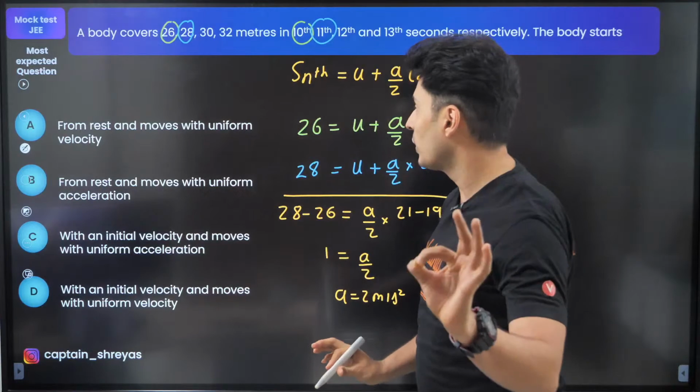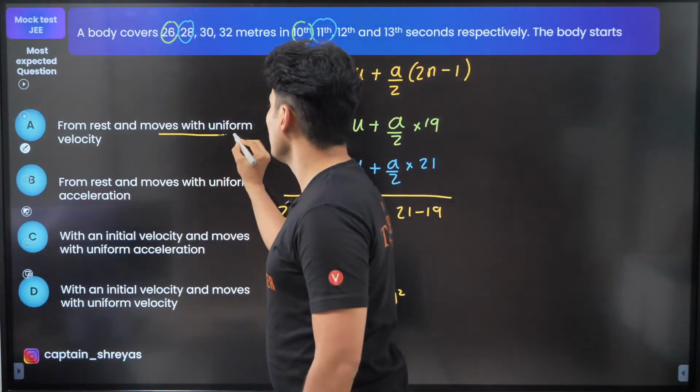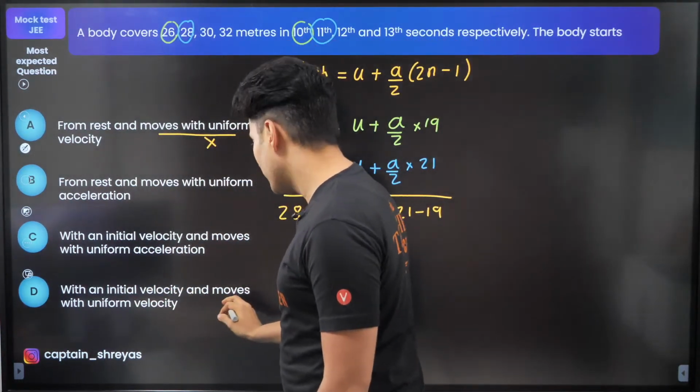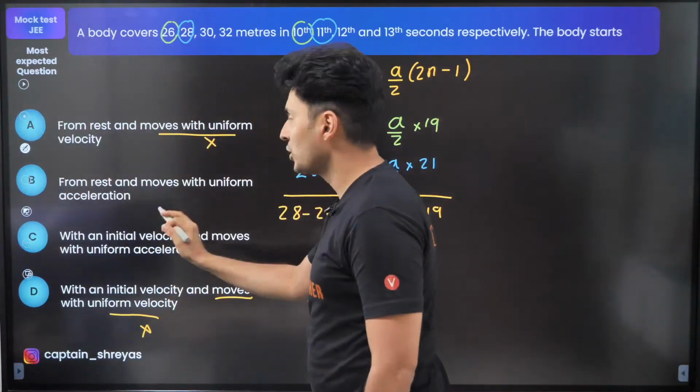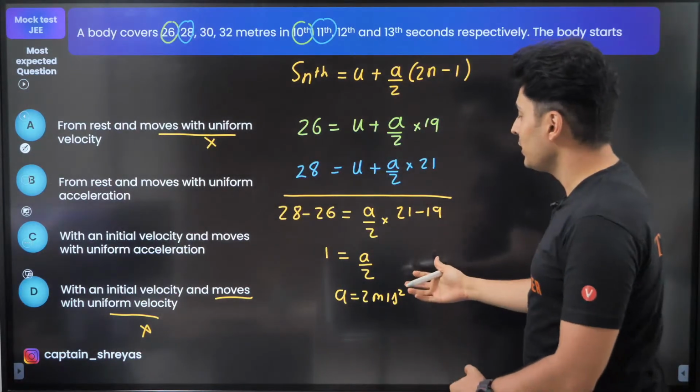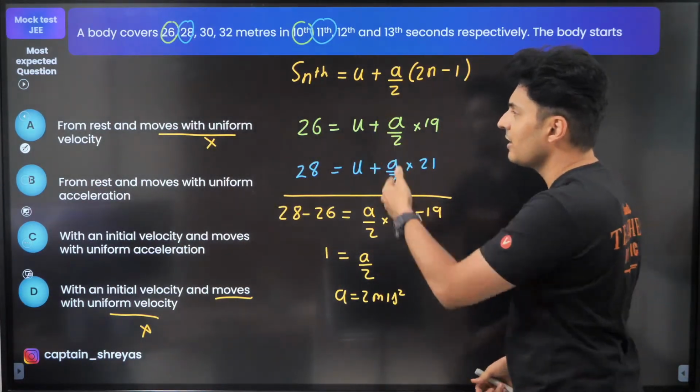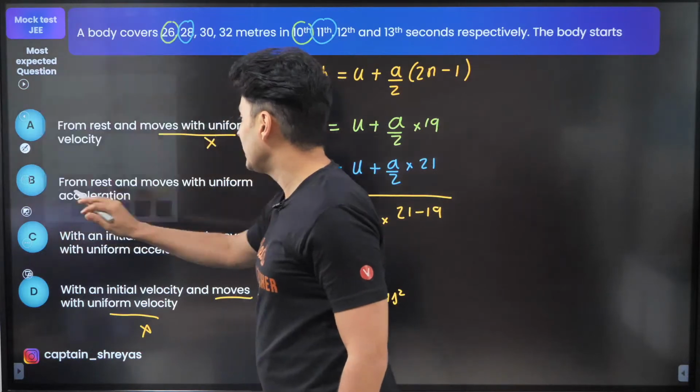Velocity is definitely not uniform. So moving with uniform velocity is wrong, and moving with uniform velocity is also wrong over here. So it should be between B and C. Now all you need to do is substitute this acceleration in any one of these equations. You will land up with the answer.